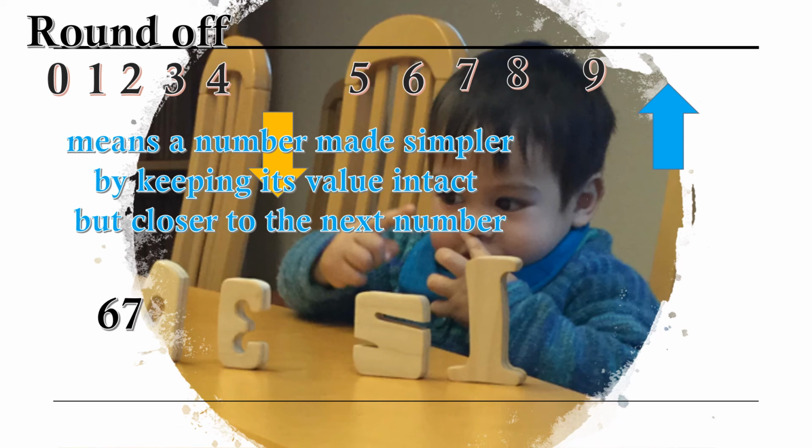Now we have an example. 67. We're going to round off to the nearest 10. Okay? To round this off, you're going to look at the ones place. Okay? 7 is round up or round down? It's round up, right? We're going to add 1 here. So 1 plus 6 equals 7. And this one, we're going to change it to 0. So 67 is rounded to 70.